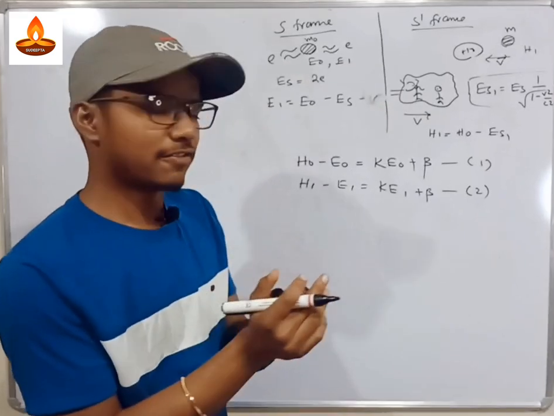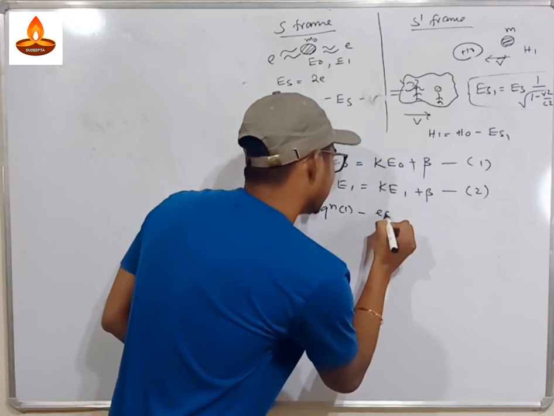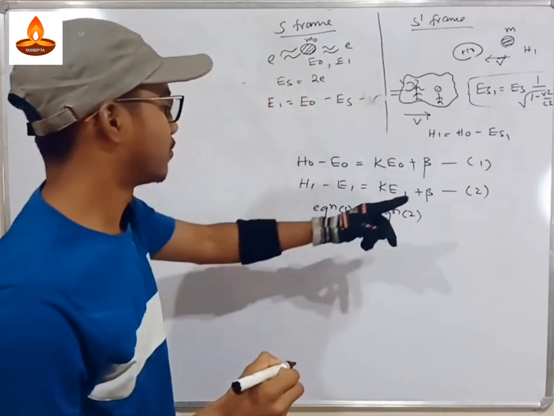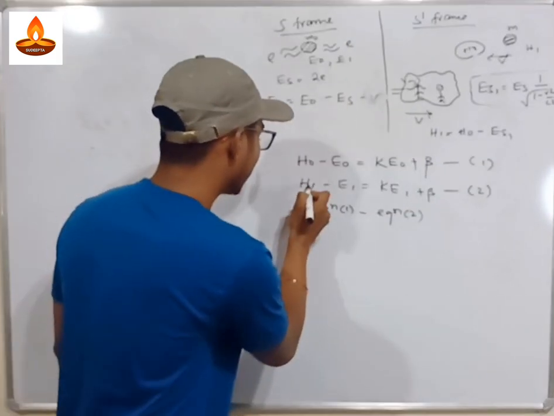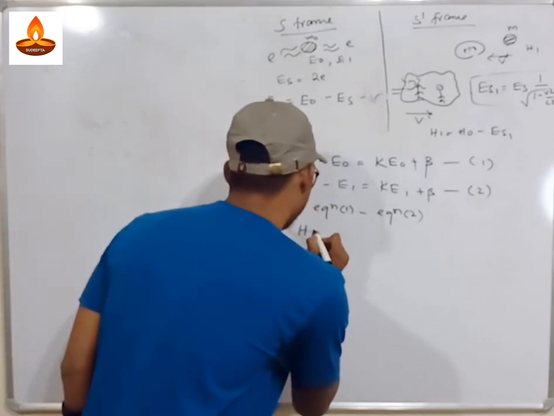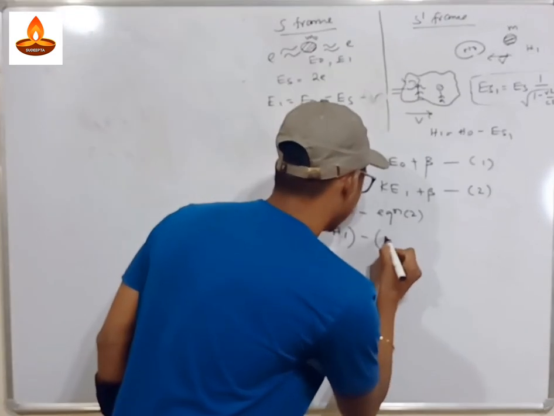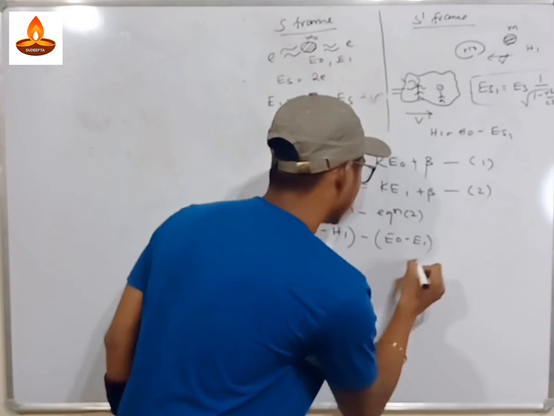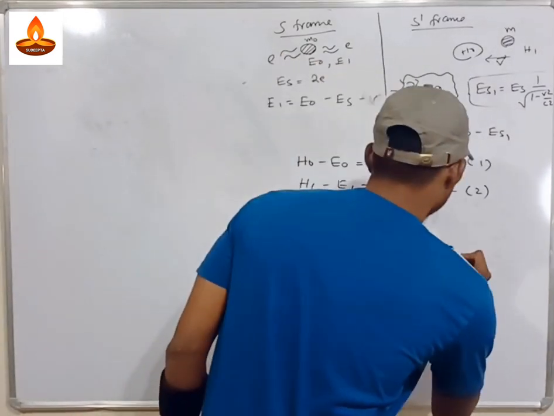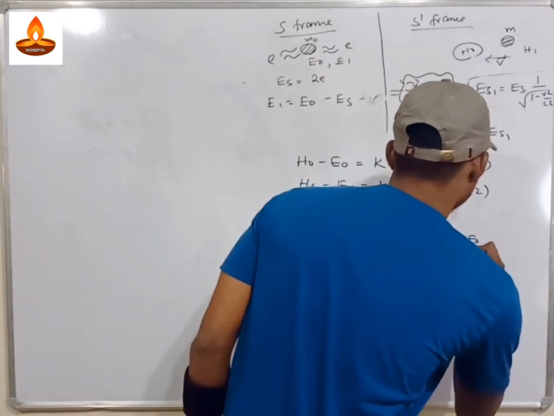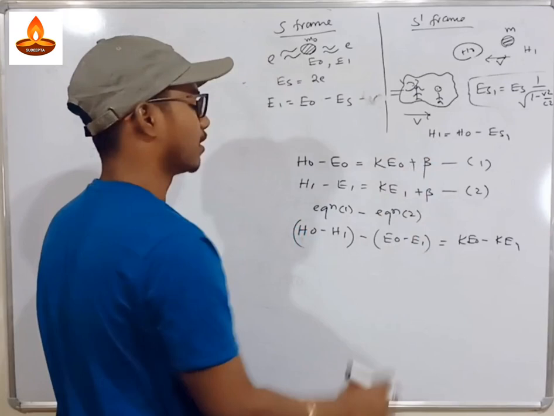If we subtract equation 2 from equation 1, what we have is H naught minus H1 minus (E naught minus E1), and that is equal to the kinetic energy before emission minus the kinetic energy after emission. Now beta will cancel out.